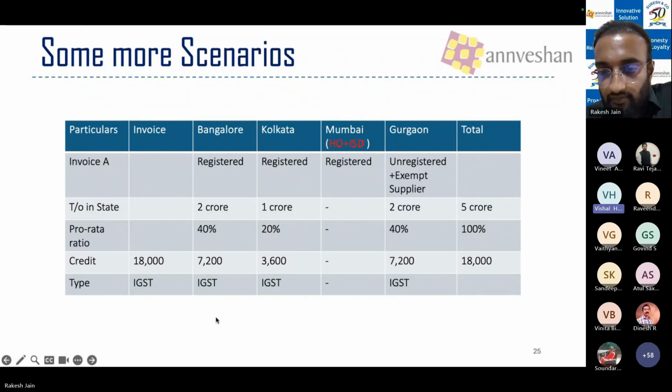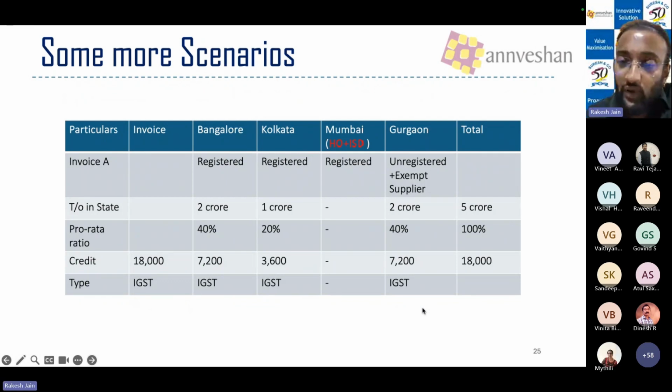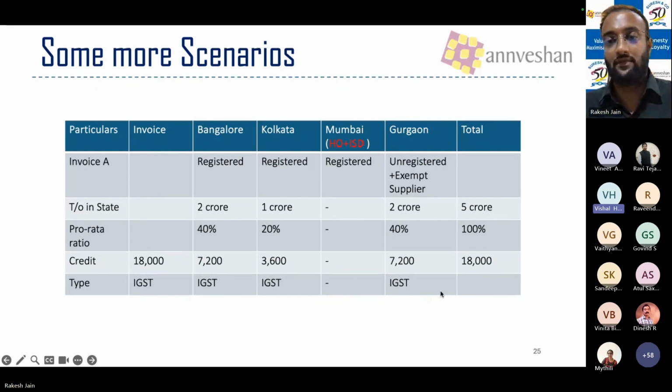Rakesh sir, how is it possible that a branch has unregistered sales, because on an aggregate turnover basis registration is mandatory for all PANs? Yes, if you see Section 24, it clearly says wherever you are providing purely exempt supplies, you need not register. And Section 24 overrides Sections 22 and 25. Okay, sir. Thank you.